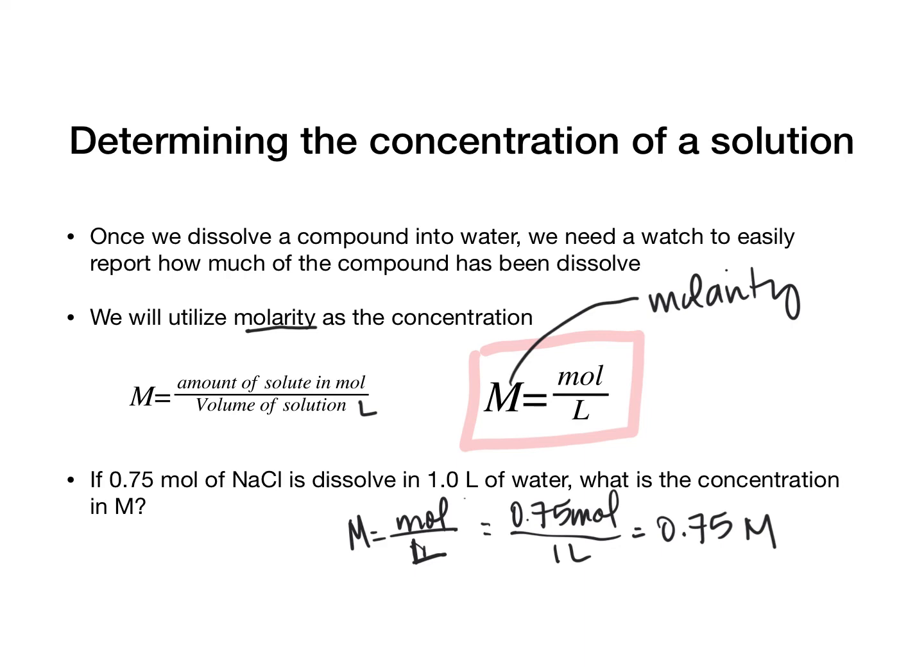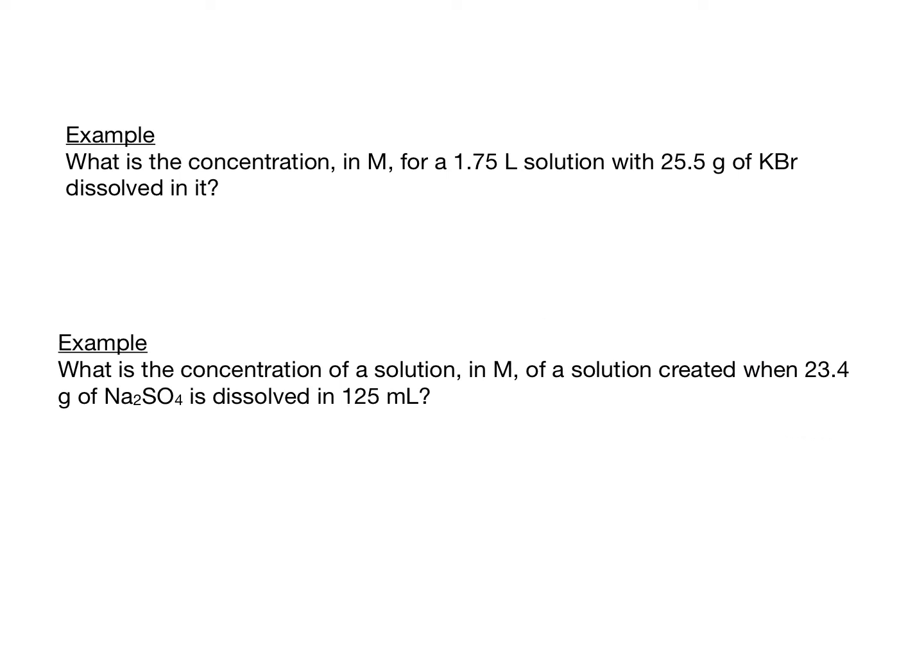Let's look at a few more examples. What is the concentration in molar for a 1.75 liter solution with 25.5 grams of KBr dissolved in it? We have learned in previous videos how to go from grams to moles, so we are going to continue to use that skill. We take our 25.5 grams of KBr and divide that by the molar mass, which is just the sum of the mass of potassium plus the mass of bromine, which in this case is 119.00 grams in 1 mole.